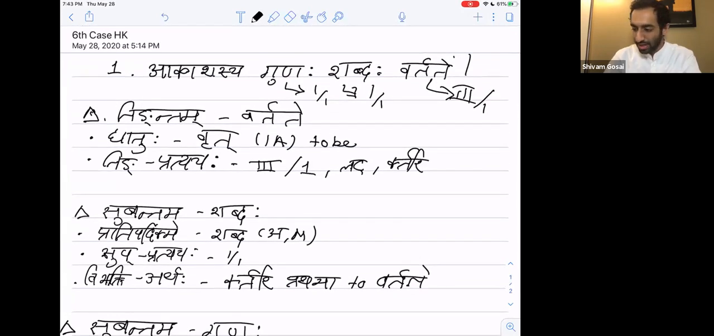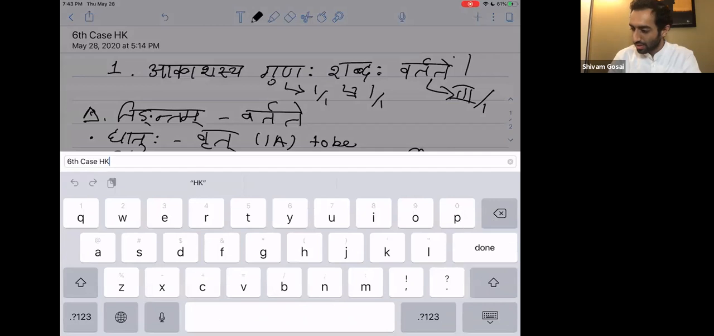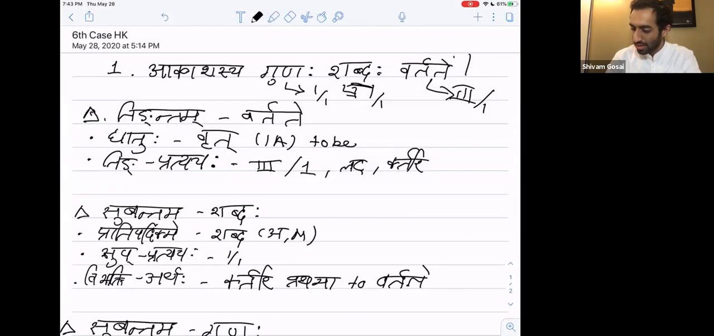So then the whole sentence would be like this. Sound, shabda, vartate is the guna, quality, akashasya, of akasha, space. Sound is the quality of space in Tattvaboda, okay? In the Vedas. Sound is the quality of space.